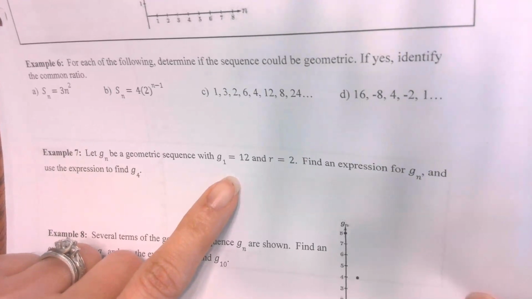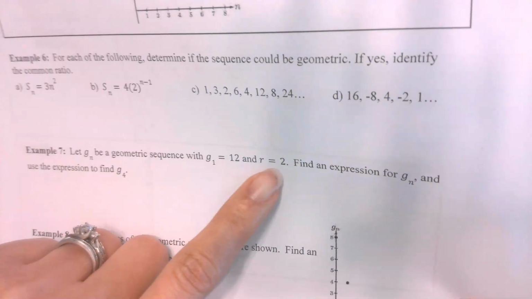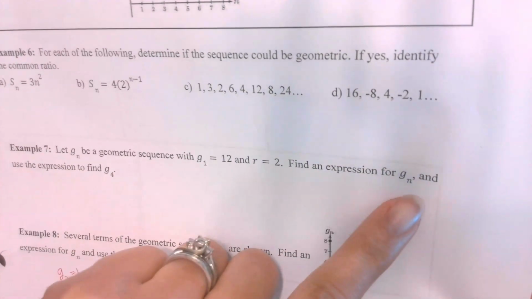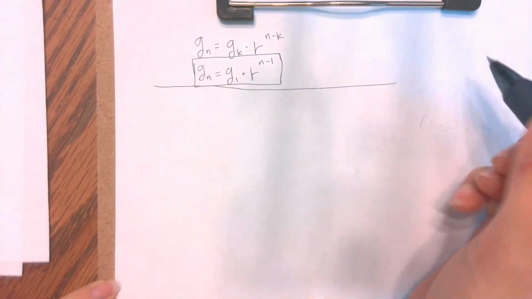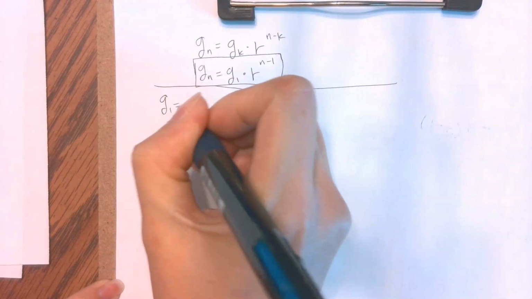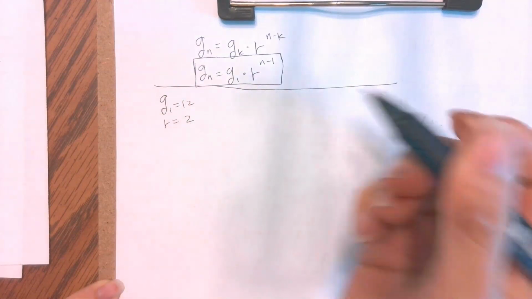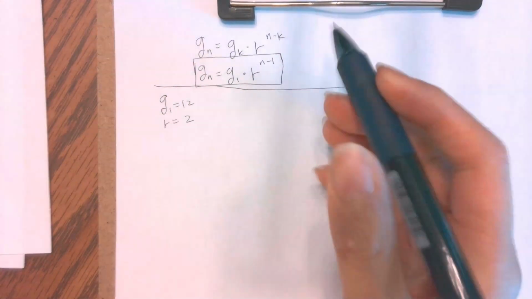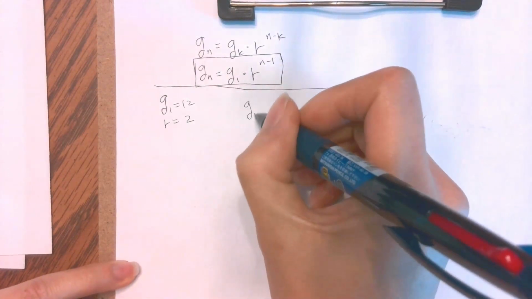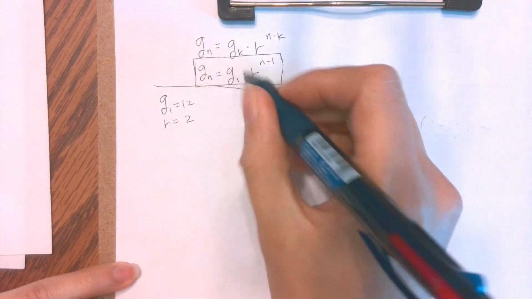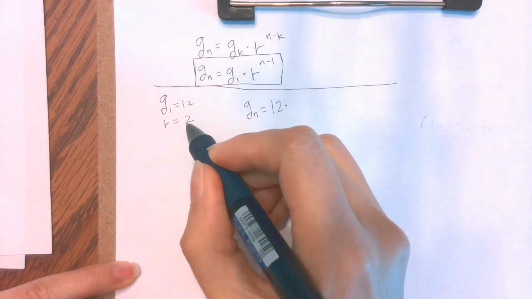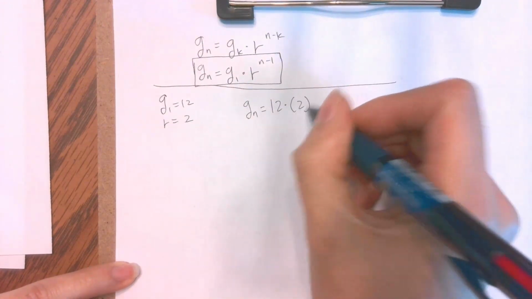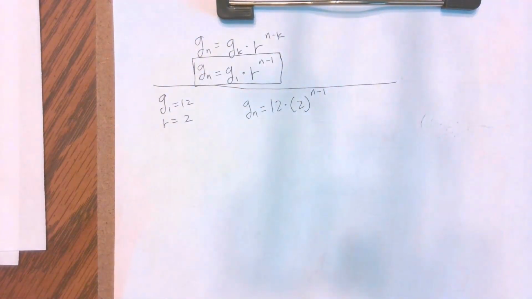Okay, g sub 1 is 12, r is 2, find g sub n and g sub 4. So let me write it down here. So g sub 1 is 12, r is 2. All right, so let's plug it into the formula. G sub n is equal to g sub 1. Ooh, we already have that. 12 times r, 2, raised to the n minus first power.